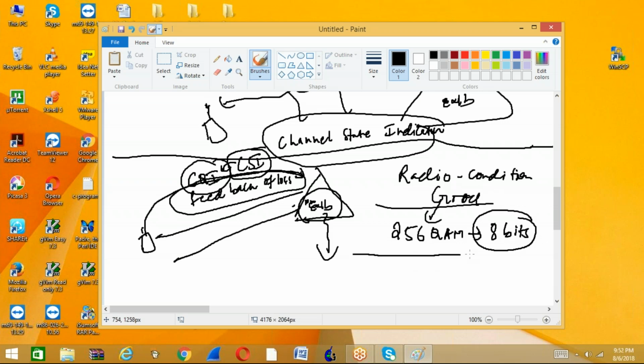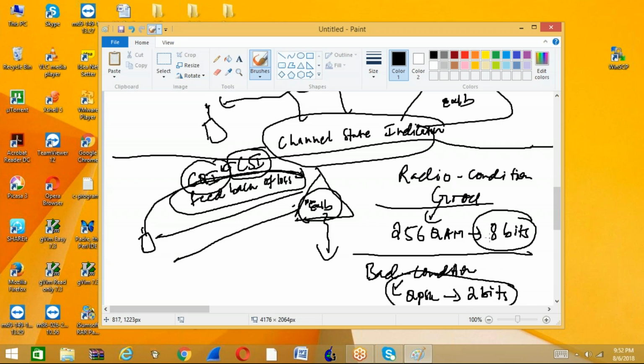Now you tell me, can you use the same 256 QAM when I have bad radio conditions? On a bad road, can I use a Ferrari car? What will happen? You cannot go, right? So in bad radio conditions, what I'll do, I'll use only QPSK. So how many bits? 2 bits. Getting the point? So I use 2 bits. So this is the concept.